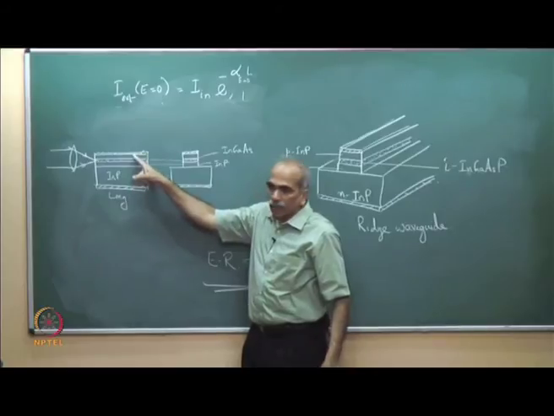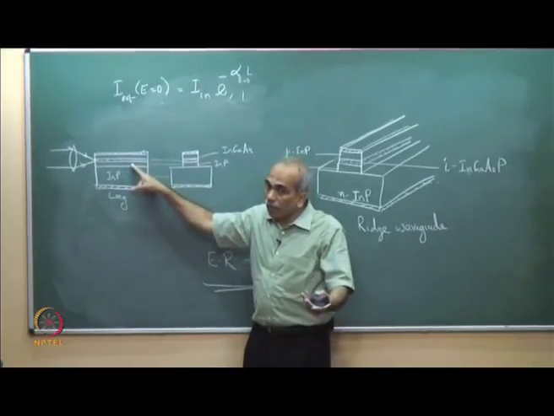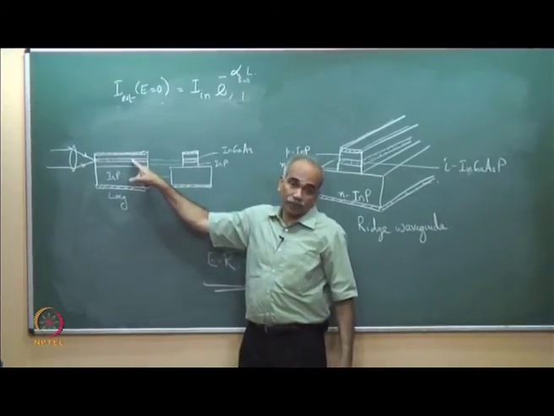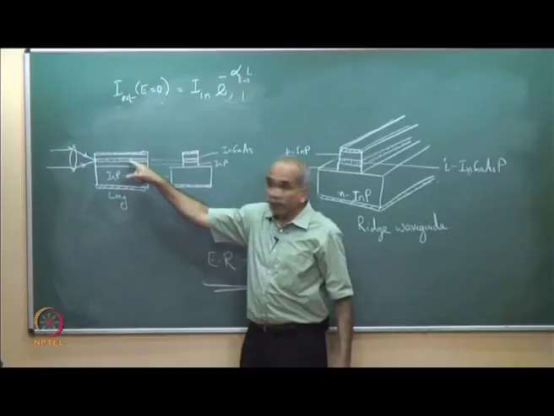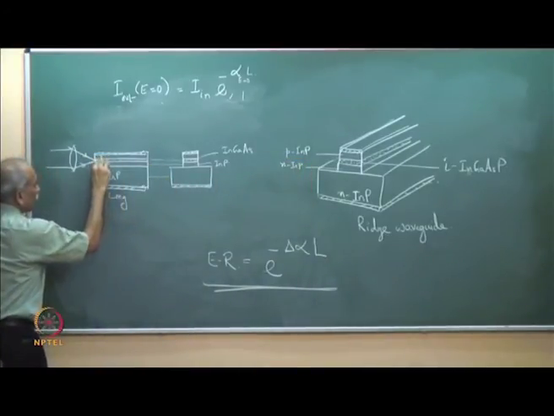Outside is the cladding. Indium phosphide has a lower refractive index, it has a higher band gap, therefore a lower refractive index compared to indium gallium arsenide phosphide. This has a higher refractive index, therefore this structure is an optical waveguide.